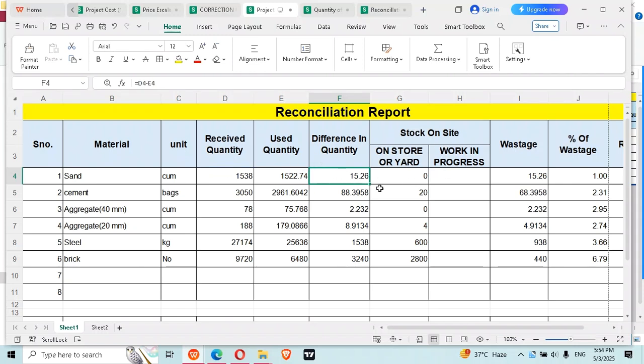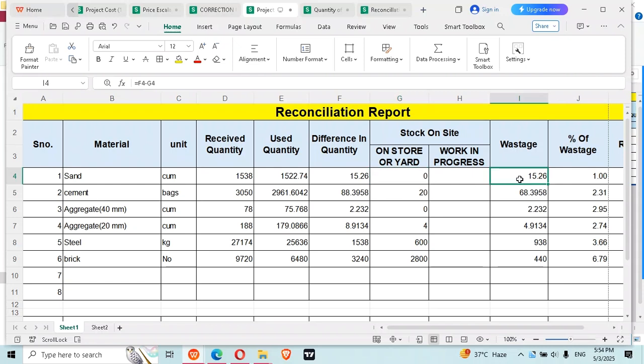Now I'm coming to stock on site. Do we have any sand in the store or yard, or is the work in progress? We can write here just 0. We have no stock here in the store, and the work is not in progress. So you can write here 0.